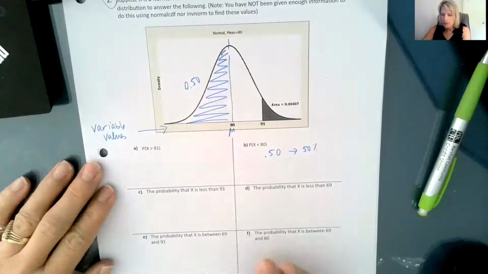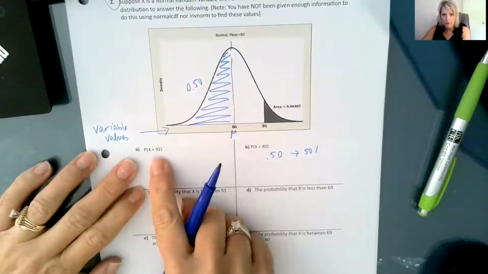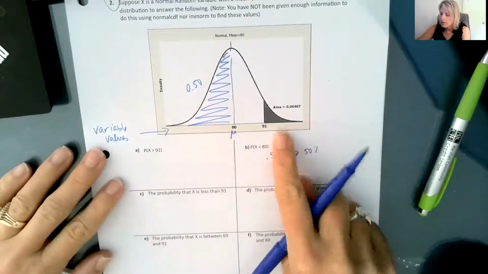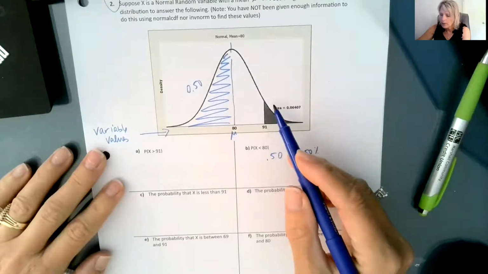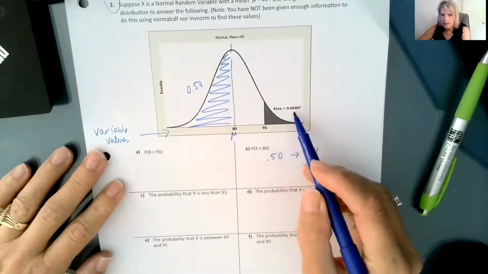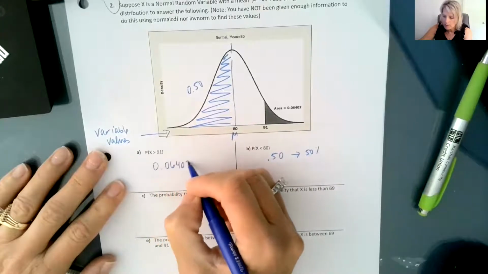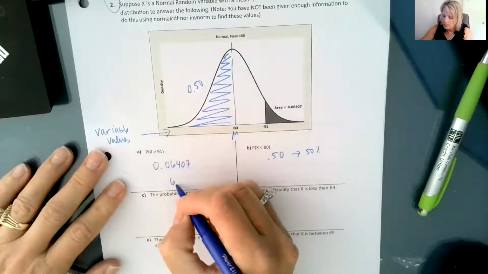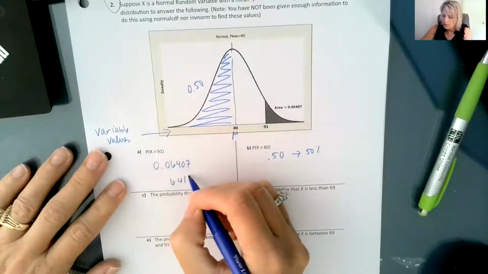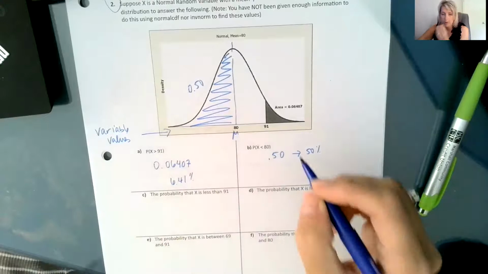What else do we know? So the probability that X is greater than 91. Well, right here, we have 91 marked and we have greater than 91 shaded. And it says that that area is 0.06407. So approximately 6.41% fall greater than 91.